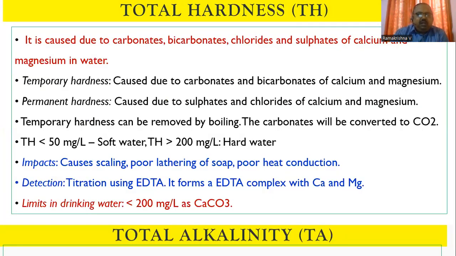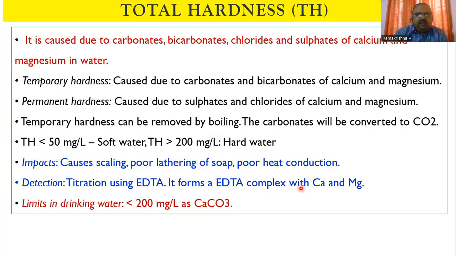In a similar manner, we can also calculate the contribution to the total hardness. The total hardness is caused by carbonates, bicarbonates, chlorides, and sulfates of calcium and magnesium in water. There are two types: temporary hardness as well as permanent hardness. Temporary hardness is caused by carbonates and bicarbonates of calcium and magnesium. Permanent hardness is caused by sulfates and chlorides of calcium and magnesium.